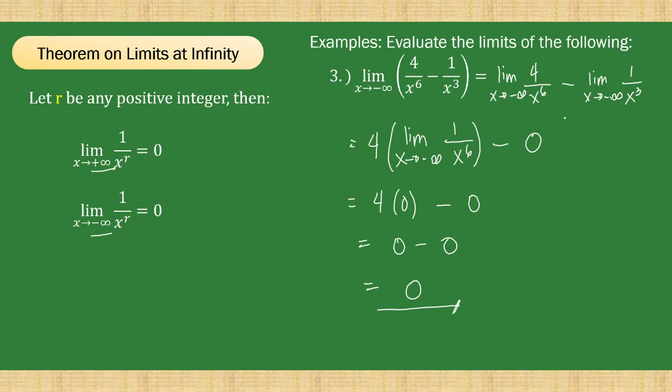Sa part na to, actually, pwedeng ilagay agad natin na ganito yung maging answer dahil kahit ano namang number ang ilabas natin, yung maiiwan naman na limit ay laging magre-result sa 0. So, i-apply natin yon sa mga susunod pang example.